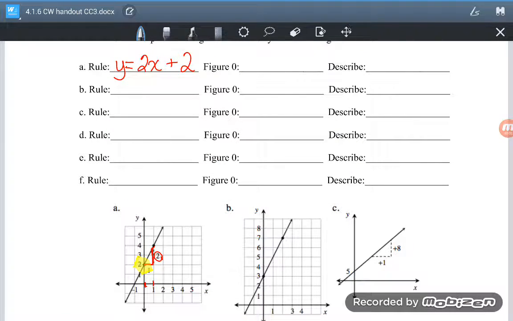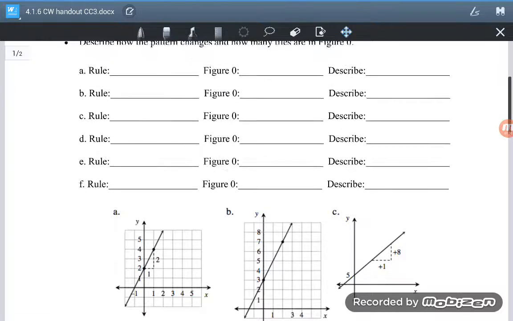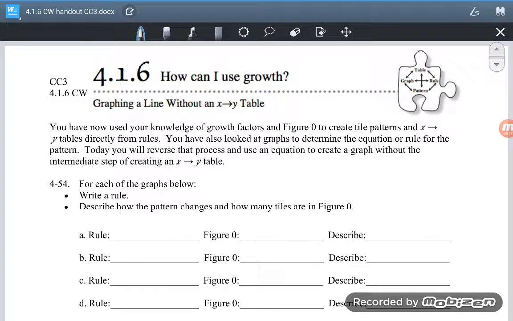Alright guys, if you will look, we're going to start on lesson 416 today. You have now used your knowledge of growth factors in Figure 0 to create tile patterns and XY tables directly from rules. You have also looked at graphs to determine the equation or rule for the pattern. Today you will reverse that process and use an equation to create a graph without the intermediate step of creating that XY table.